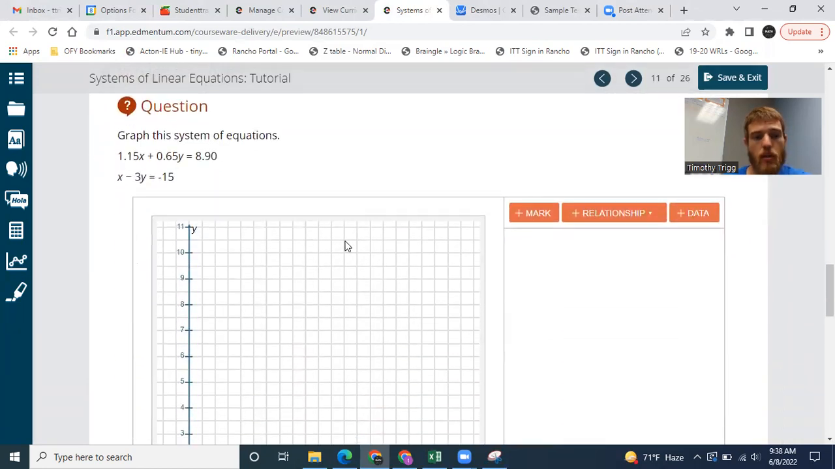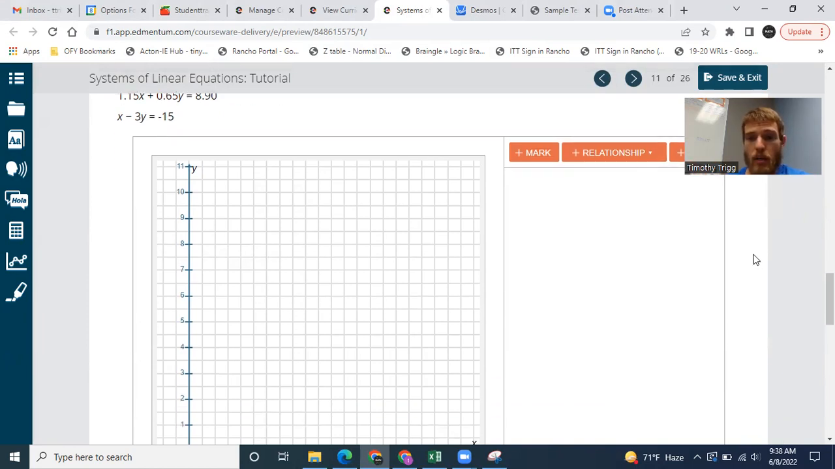Coordinate points, generally, we put them in parentheses, just like that. Now let's go ahead and do this next set. Well, these equations are a little worse looking, right? This one says 1.15x plus 0.65y equals 8.90. So yeah, this one's going to be kind of a pain to graph. The second one, not so bad. x minus 3y equals -15. Here you'd have to solve for y and get it in the form y equals mx plus b.